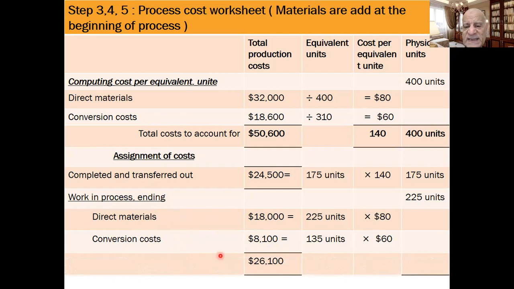Notice that costs assigned to completed units plus the costs assigned to uncompleted units, the total of both of these will equal the total cost to account for. So we write here the sum of these total equals $50,600 and named total costs accounted for. Here we say that costs to account for, but here we say accounted for.